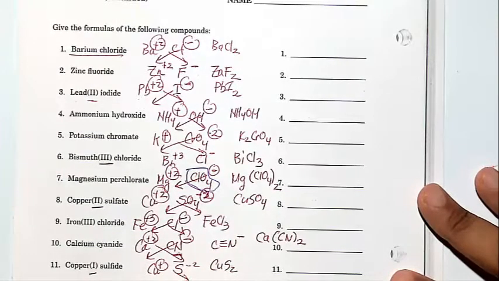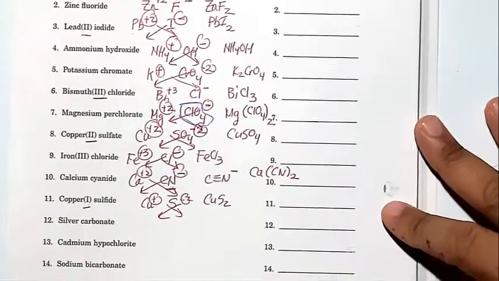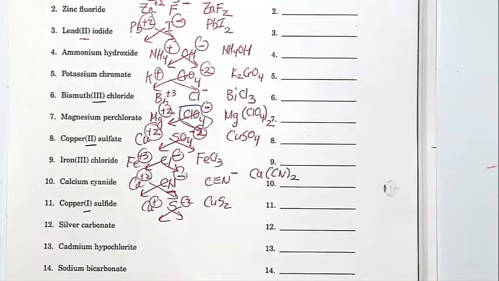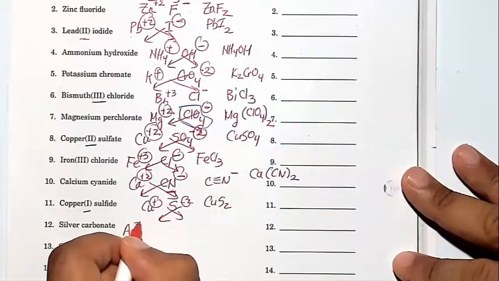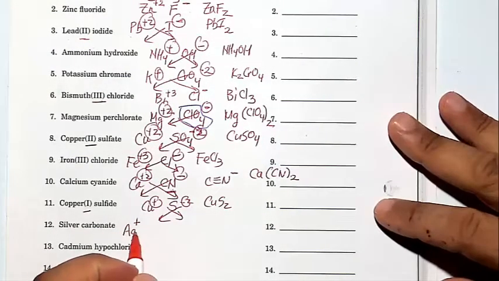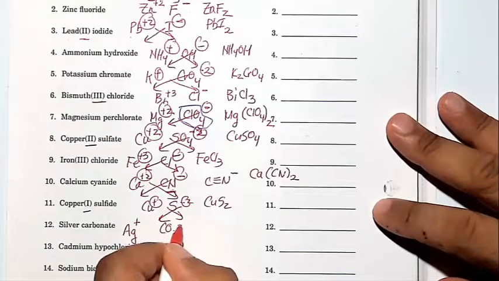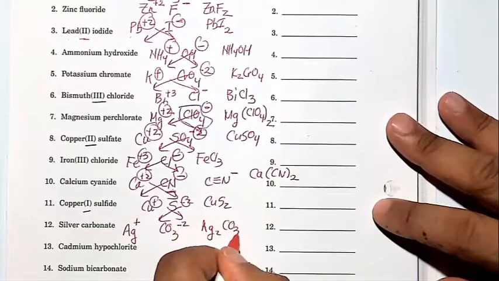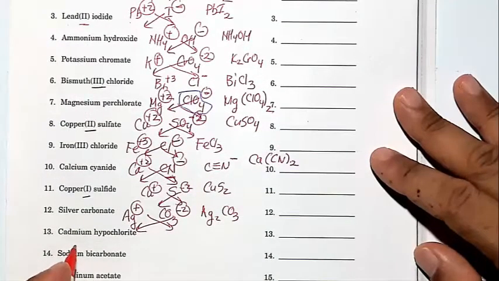CuS2 when you do the switcheroo. Do the switcheroo if you have an ionic compound. Silver carbonate. Silver is Ag+, a transition metal, but it's going to be plus. And carbonate is CO3 2-. This is going to be Ag2CO3. You should put a Roman numeral here, but silver is just exclusively +1.